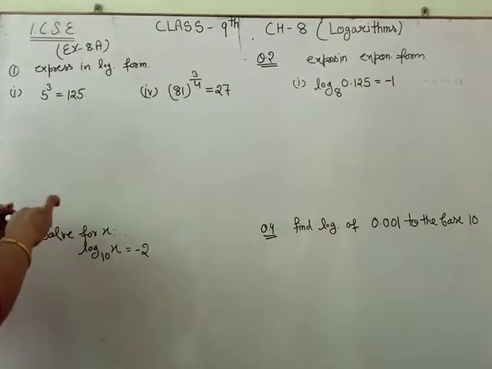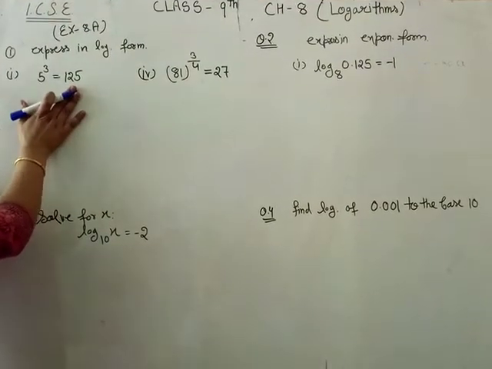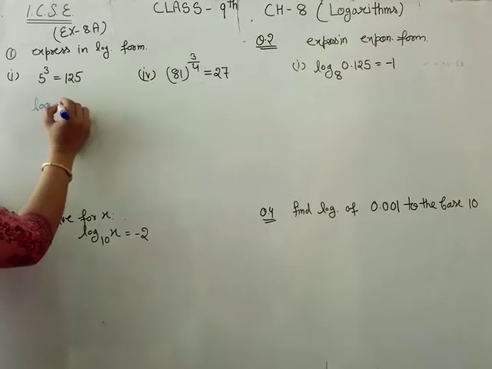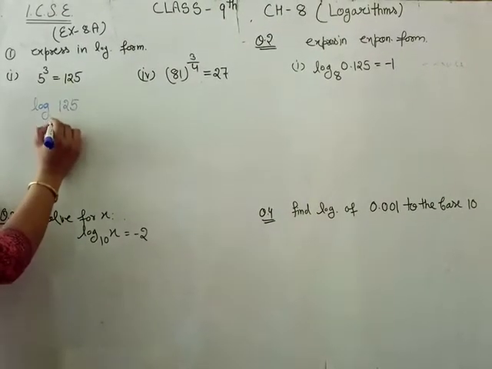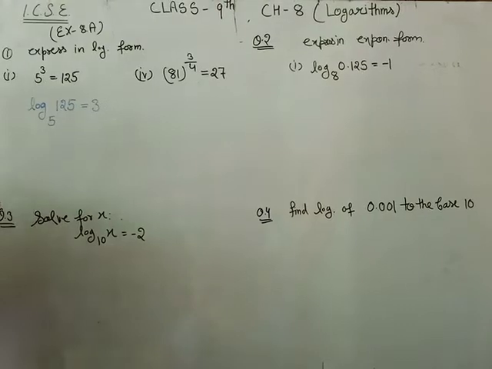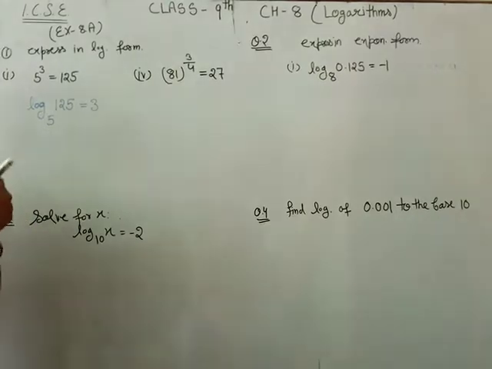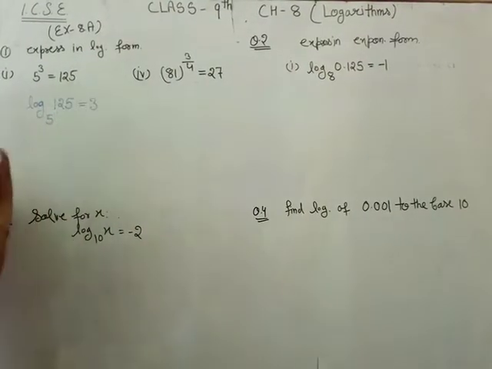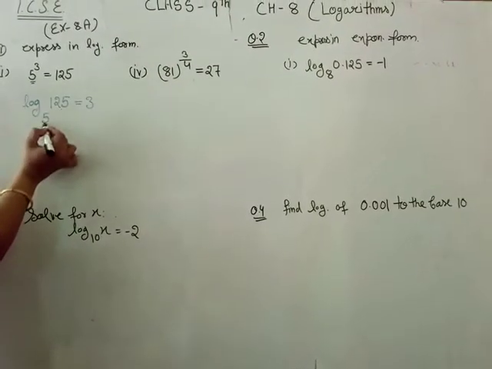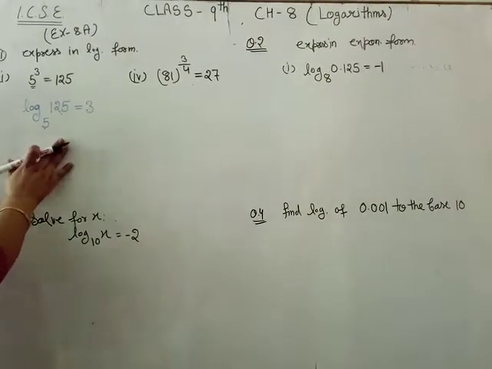We have 5 raised to the power 3 equal to 125. Then we write this in logarithmic form, and this equals log of 125 at the base 5 equal to 3. Students, you always learn that 5 is the base there, and the same base 5 is the base in logarithmic form. If 5 raised to the power 3 equal to 125, then log of 125 at the base 5 equal to 3. This is our logarithmic form.